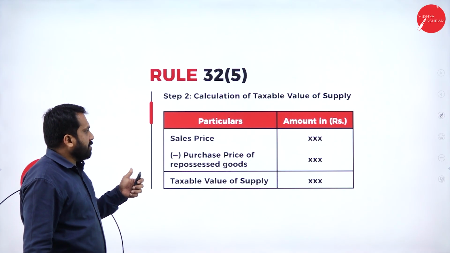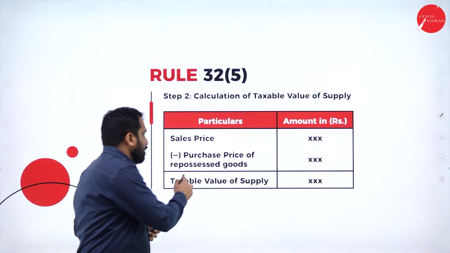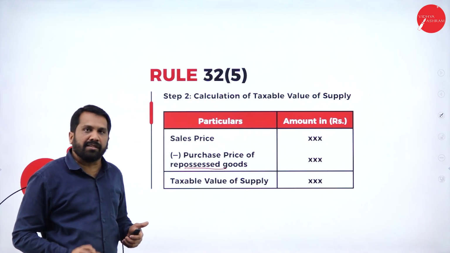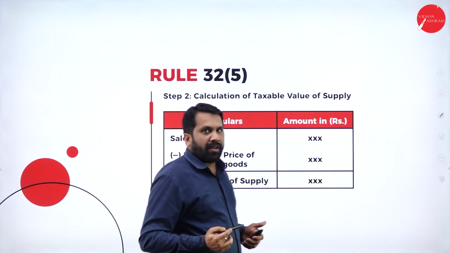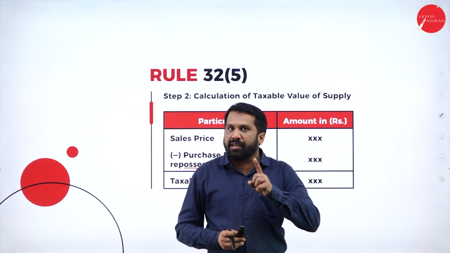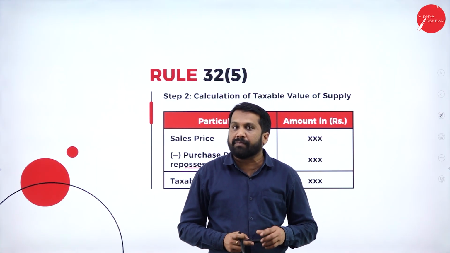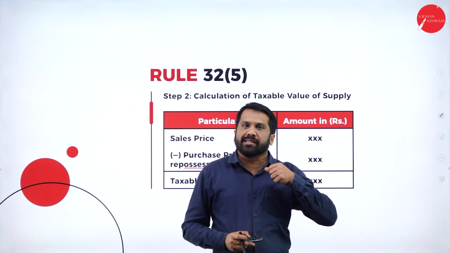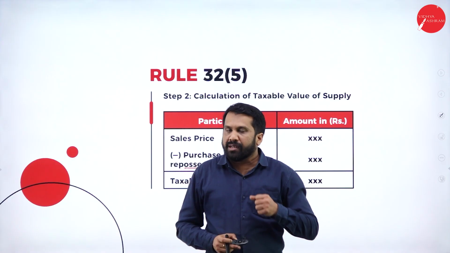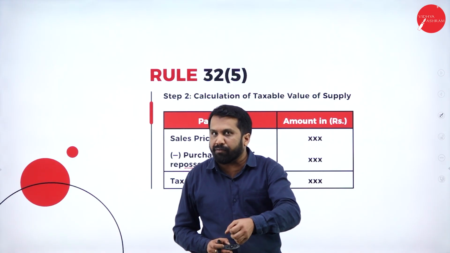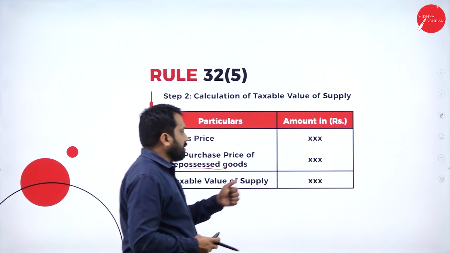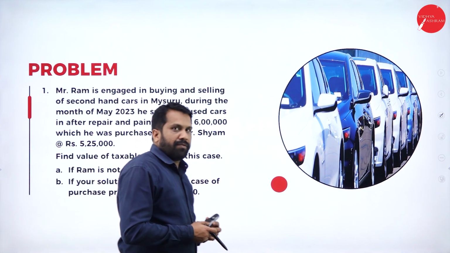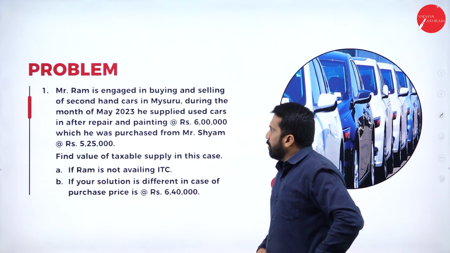Now, sale price minus purchase price of repossessed goods. Repossessed means I have given you goods. I gave you time to pay in 1 year, but in 1 year you have not repaid. Then what can I do? I can take back that goods. It is nothing but your hire purchase. In the hire purchase, we have a concept of repossessing. That repossessing we are talking about. So similarly, we'll do one problem on this.